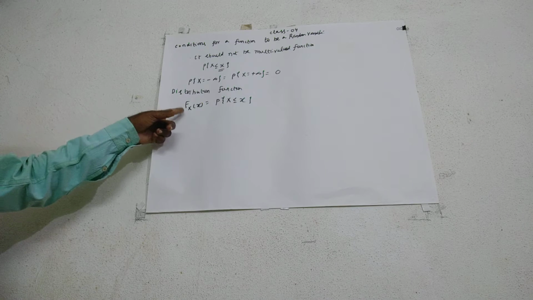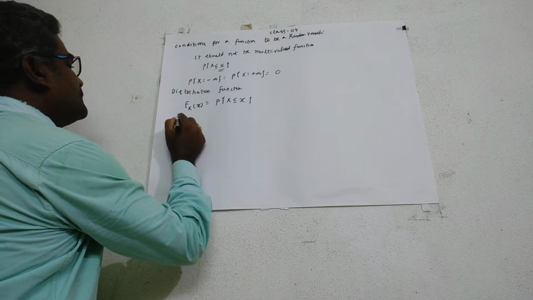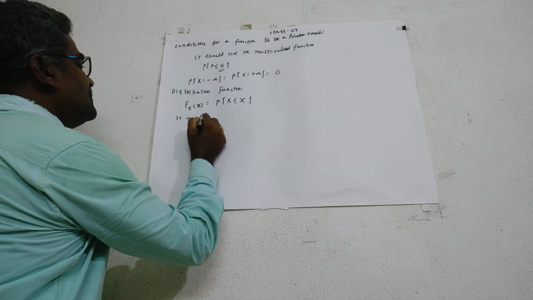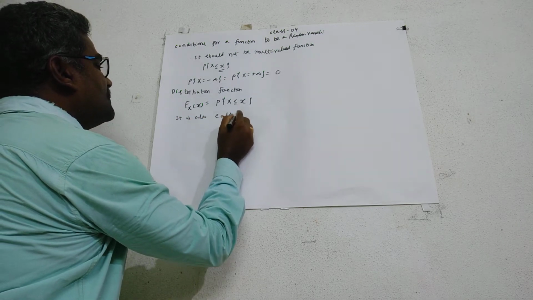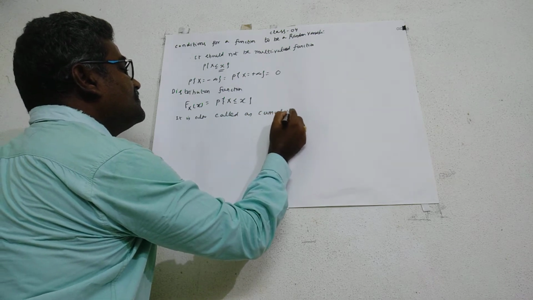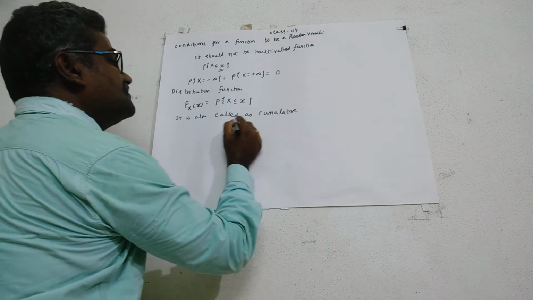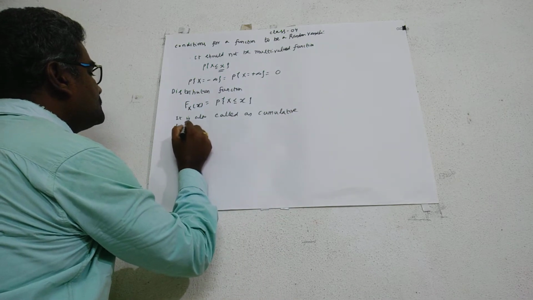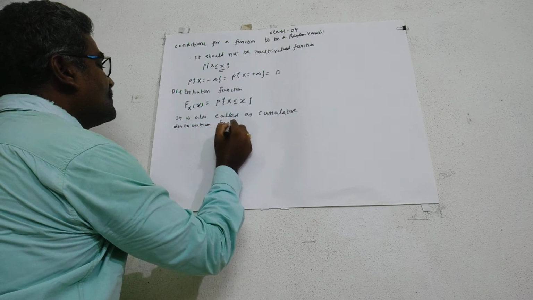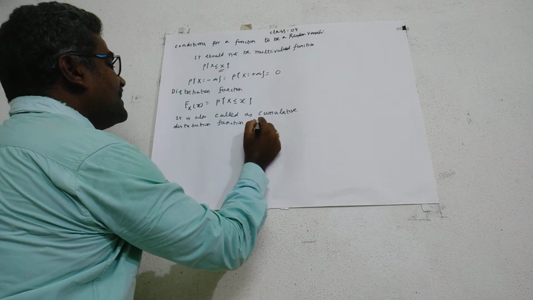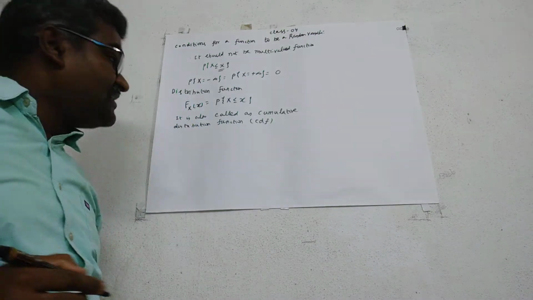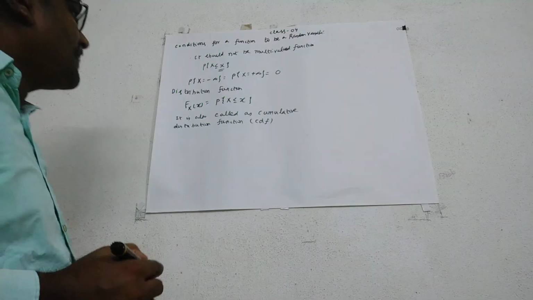Okay. Distribution function is also called cumulative distribution function. It is abbreviated as CDF. Distribution function is also known as cumulative distribution function. Okay.